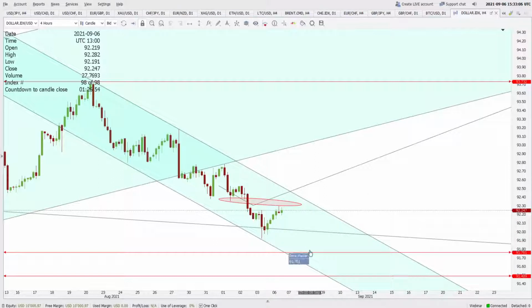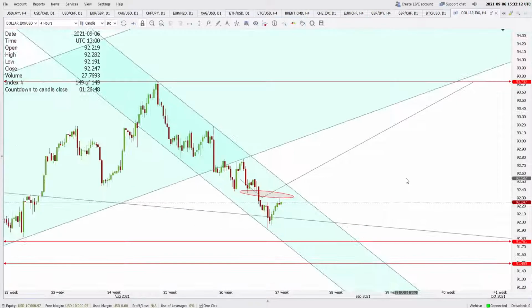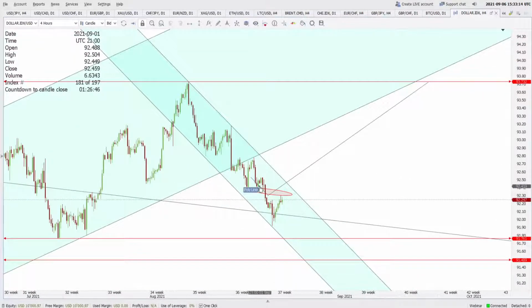So I'm expecting a price of 91.76 today or tomorrow or maybe the day after on the US dollar index. And when it tries to go up, I think these levels of 92.40 will act as a good resistance for the US dollar index. With this, I'm done with today's pairs.